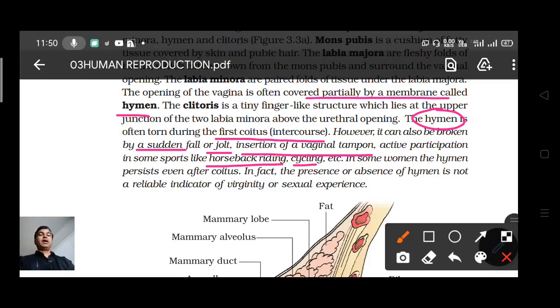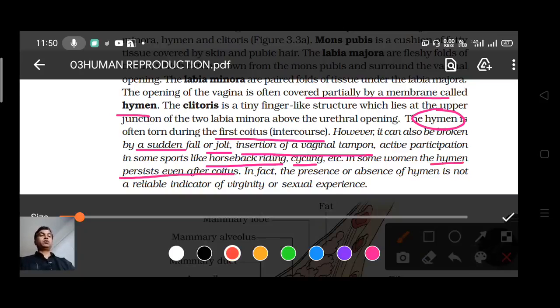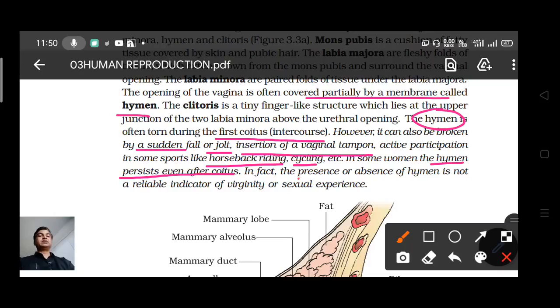In some women, the hymen persists even after coitus. So what is the conclusion? The presence or absence of the hymen is not a reliable indicator of virginity or sexual experience. So this is about the external genitalia of the human female reproductive system.